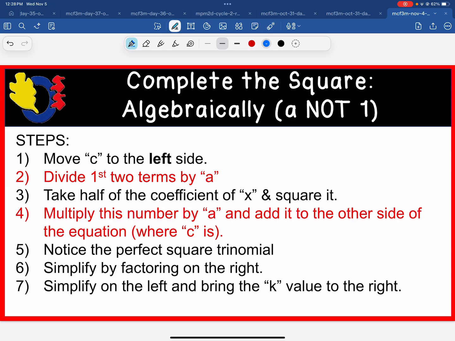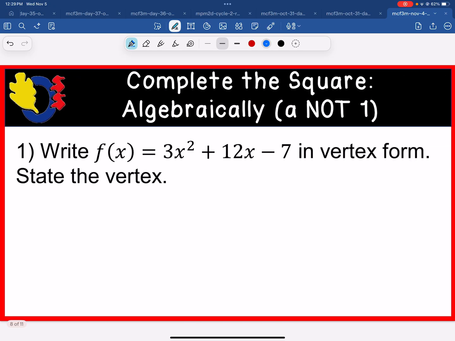Notice that we have a perfect square trinomial. Simplify by factoring on the right, and then simplify on the left and bring the k value back to the right. Okay, so what am I talking about? Let's look at an example here.